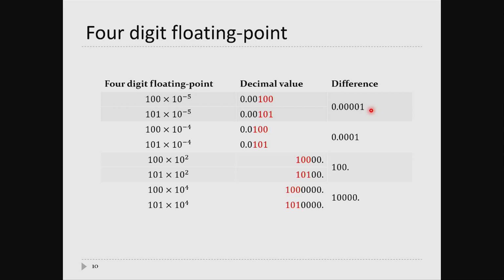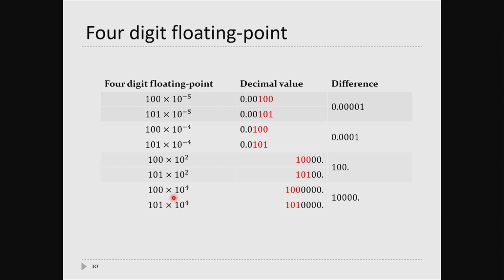Right? So the spacing between adjacent floating point numbers changes depending on the value of the floating point number. Right? When the exponent's minus 5, I can represent numbers to within 0.00001. As soon as I go up 1 order of magnitude, I lose one of those digits of precision. Right? So now I can only go to 0.001.